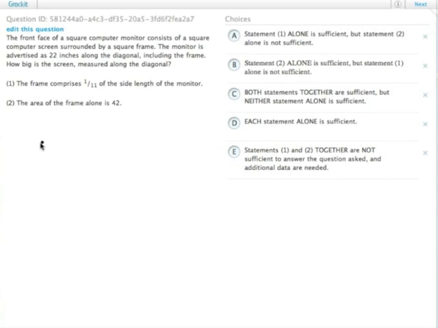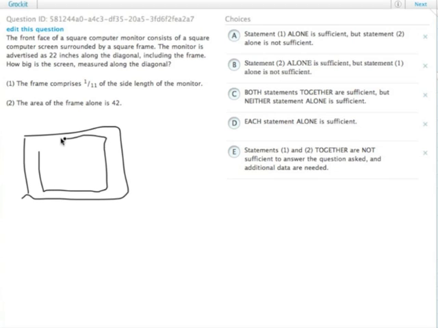So we have a computer monitor that has a frame around a screen. We also know that the diagonal of the whole thing is equal to 22. How big is the screen measured along the diagonal? So we're actually after a separate measure that just covers this.